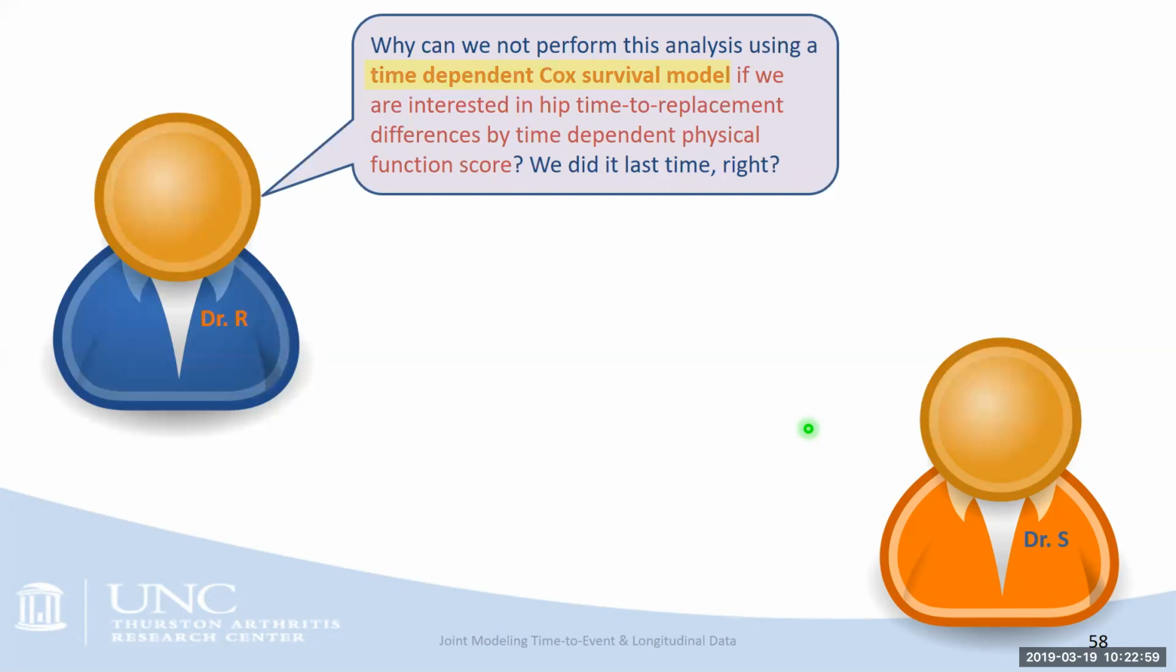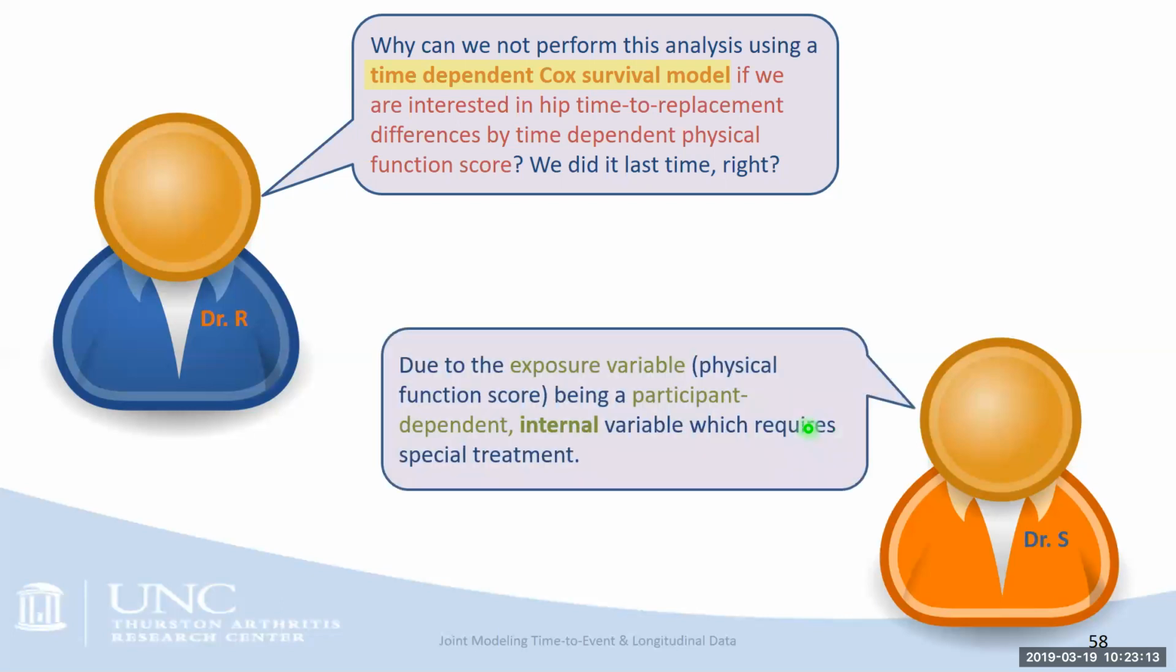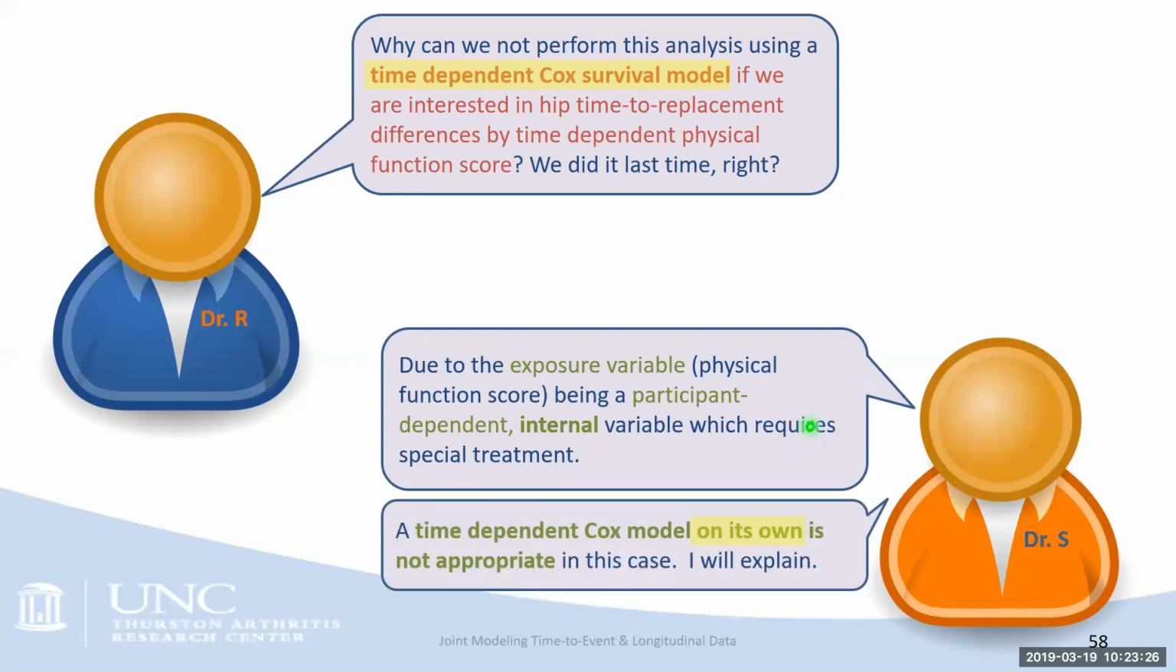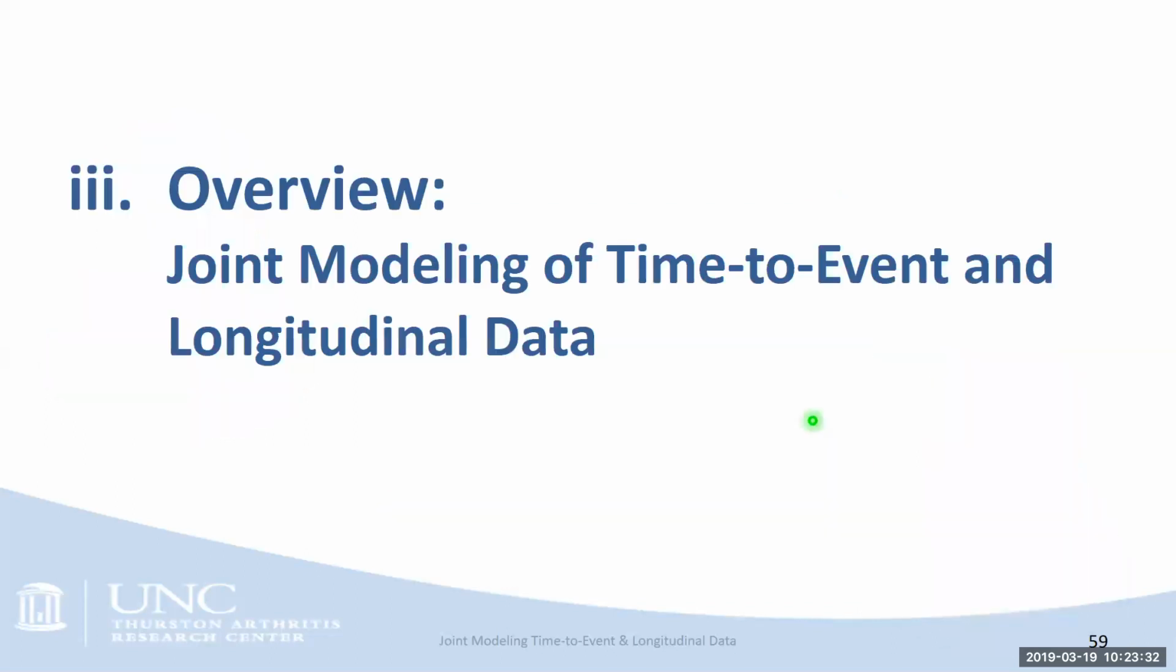So now it's time to answer Dr. R's question, and the first one is why a joint model, and why is this model more appropriate than the Cox proportional hazards model. Dr. S explains that this is because the exposure variable is internal, which requires special treatment. So this is the first time we introduce this term, internal, and Dr. S wants to explain more about this. So I will take over and start our introduction to joint modeling of time to event and longitudinal data.